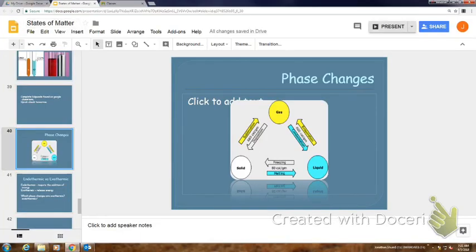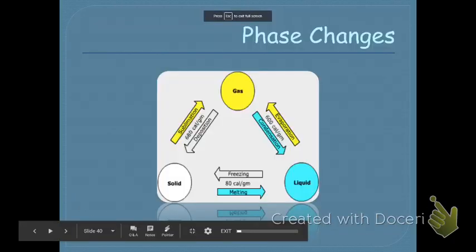All right, today we're going to talk about phase changes. So there's 6 phase changes because there are 3 phases. And so you have gas. So remember, gas molecules look like this.